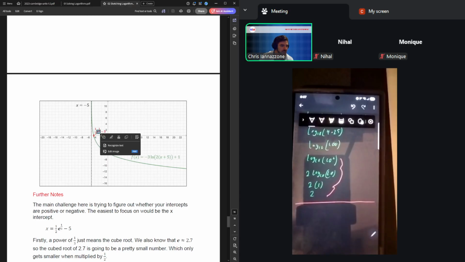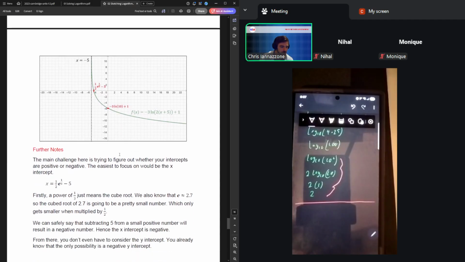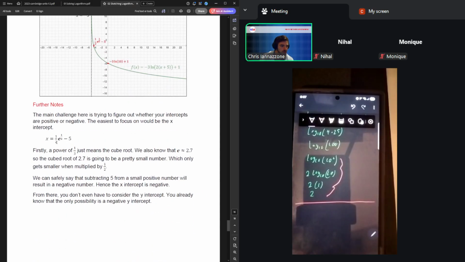You need to know that e is roughly 2.7. That's going to be important for this, because we need to do a rough estimate of whether this is going to be net negative or net positive. So if we replace e with roughly 2.7 and we're taking the cubed root of that, well, we're starting with a relatively small number and we are cube rooting it. So we're going to go even smaller than that. Furthermore, we're halving that number, so it's going to get even smaller again.